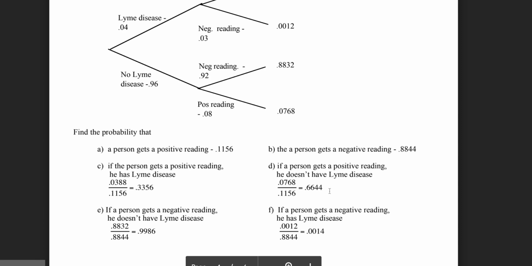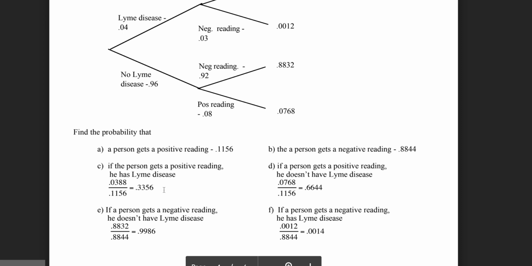We wouldn't want it reversed. We wouldn't want it where 66% of the time you get a negative reading, but you actually have Lyme disease. We don't want that. That wouldn't be very helpful, right? So this is what we're looking for. If you get a negative result, then we're pretty sure you don't have it.